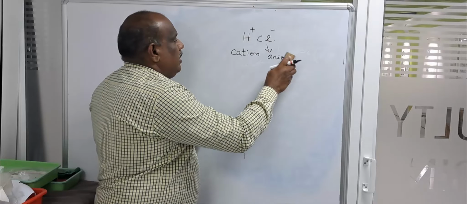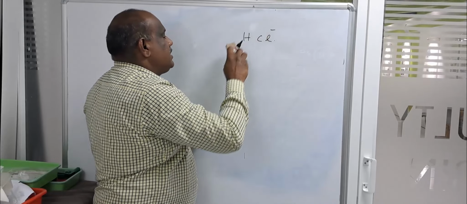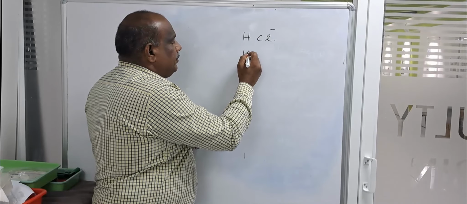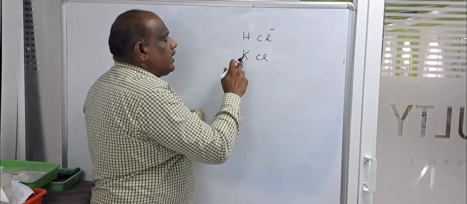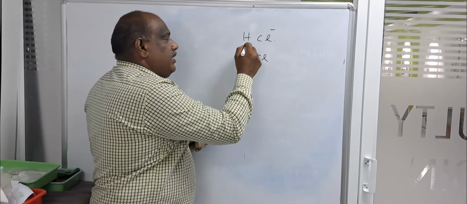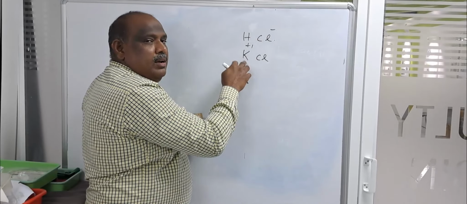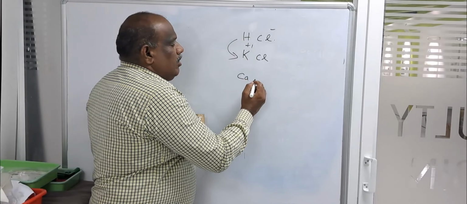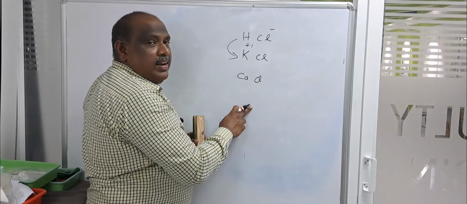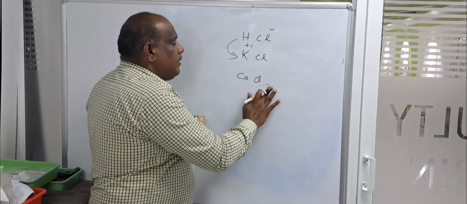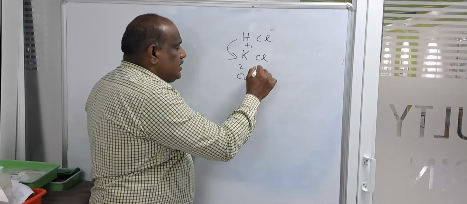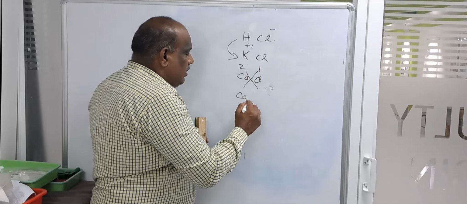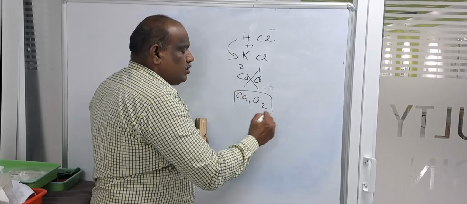Now I am going to replace this H by K. What is the valency of K then? Plus 1, because hydrogen is also 1. If I want to replace hydrogen with calcium, what will be here? What is the formula of calcium chloride? CaCl2. Why? Because calcium valency is 2, chlorine valency is 1, it's minus 1. So if you multiply across, it becomes Ca1, Cl2. So calcium chloride.